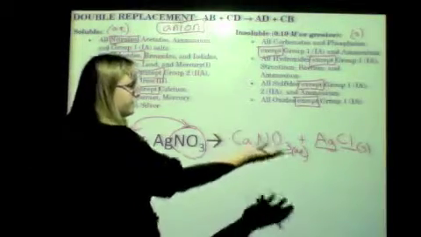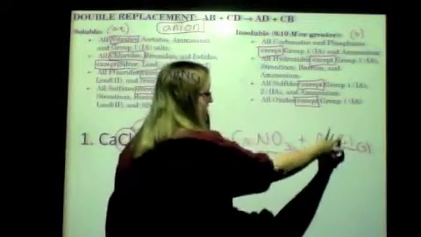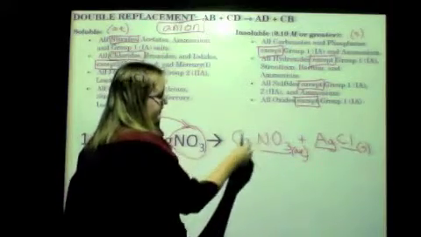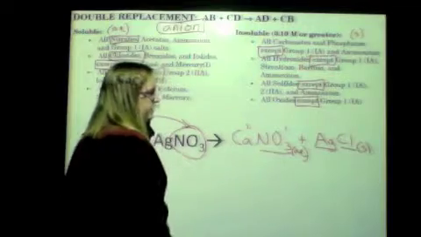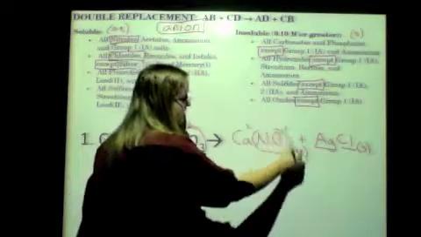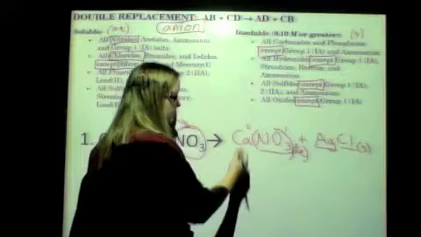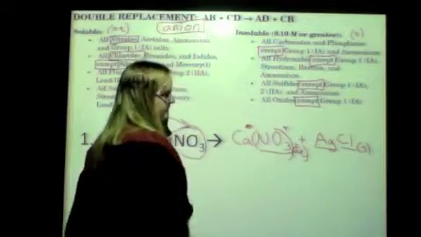Step 3 is simply crisscross your charges. And in this case, we need to crisscross the charges in this compound and in this compound. So for this one, Ca has a charge of 2, NO3 has a charge of 1. So when you crisscross charges, you have Ca(NO3)2.